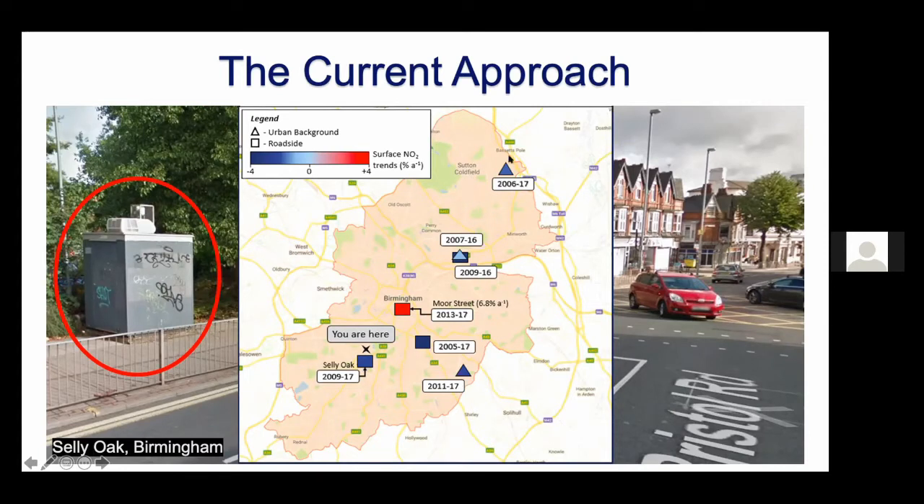Now, this is a map just to show how spatially these air quality monitoring stations are spread, and the colors show that most of these air quality sites show a decreasing trend in nitrogen dioxide, except the one in Moor Street, which is near Birmingham city center, where we see an increase in pollution levels.